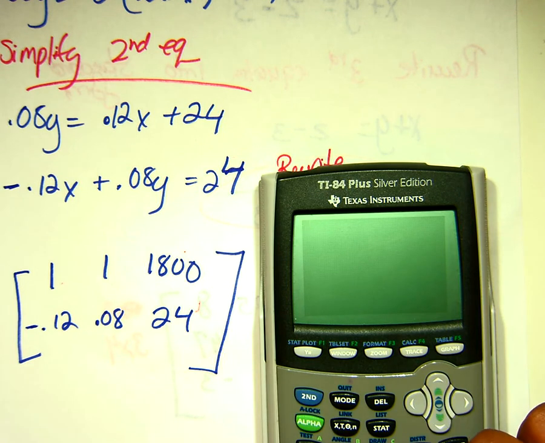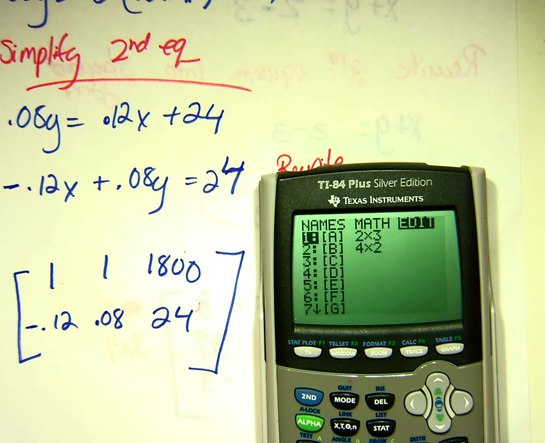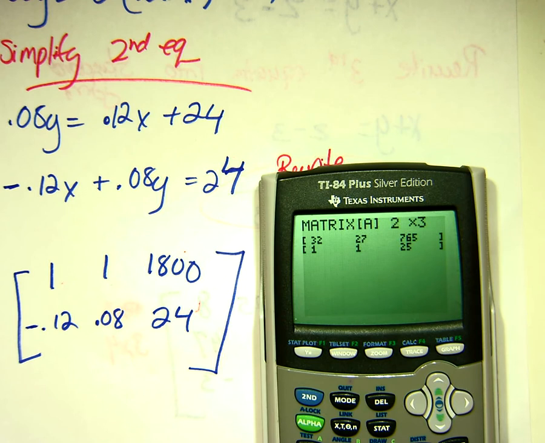So second matrix, go over to edit. We're going to hit enter for matrix 1. It is also still a 2 by 3 because you have 2 rows and 3 columns. So notice how I'm hitting enter each time I put a number in.